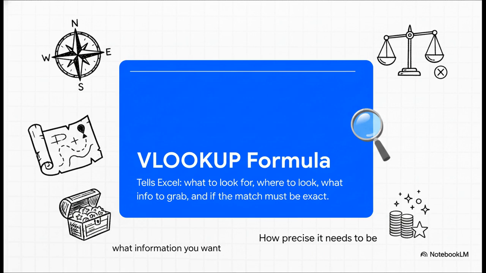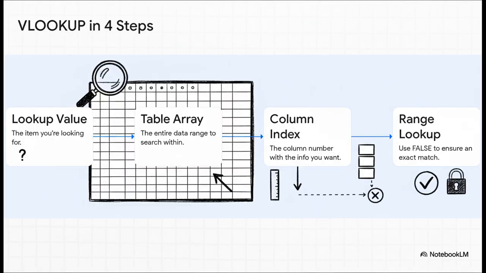It's kind of like giving directions. Tell me what you're looking for, where I should look for it, what info you want me to bring back, and do you need an exact match? So let's break it down. Just 4 simple steps. First up, what are you looking for? That's your lookup value. Second, where should it look? That's the whole table, your table array. Third, which piece of info do you want back? That's the column number. And last, you tell it FALSE. This is super important. It means you want an exact match, no guesswork.